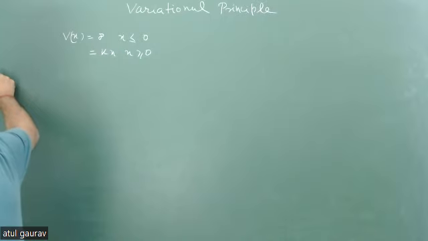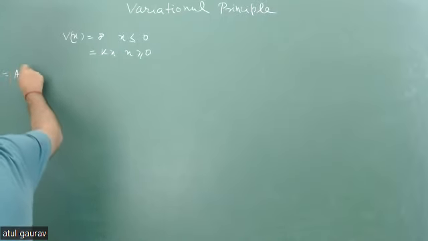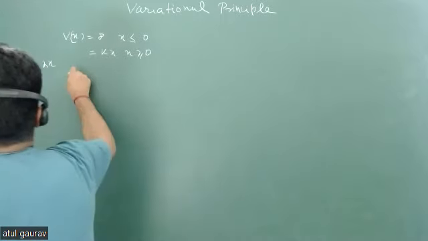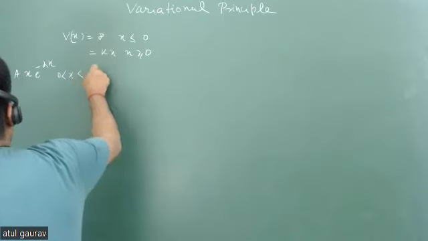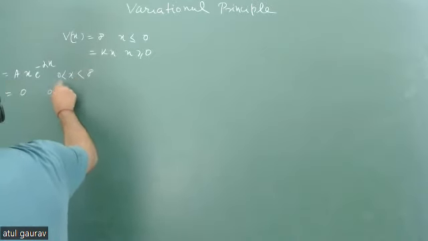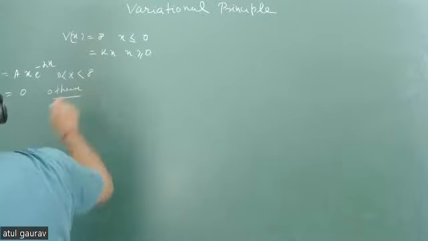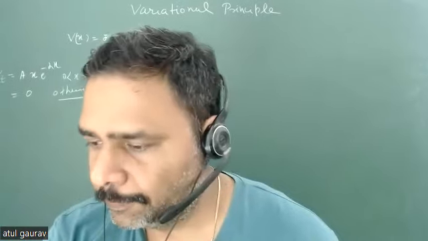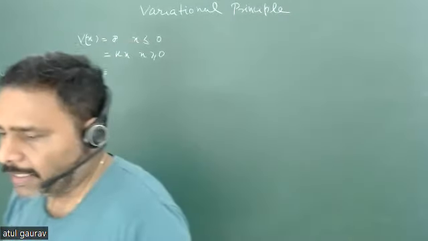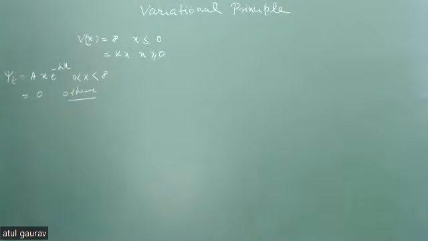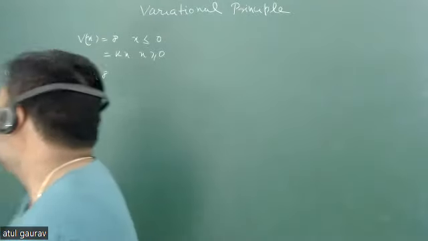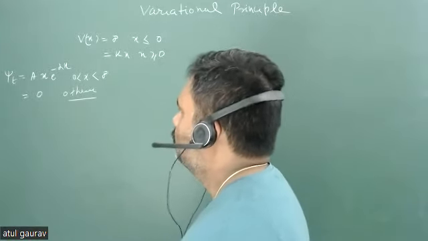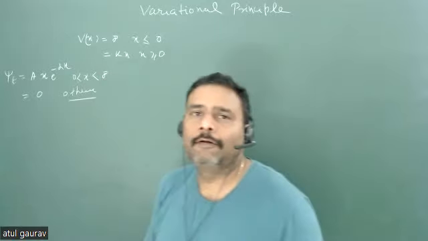trial wave function psi_t equal to A x e^(-alpha x), obviously between 0 and infinity, and 0 otherwise. So suppose this is your trial wave function. You can have this one. And we have to use the variational method and find the energy for the minimum value of energy. So in this problem, obviously we have to calculate each and everything.